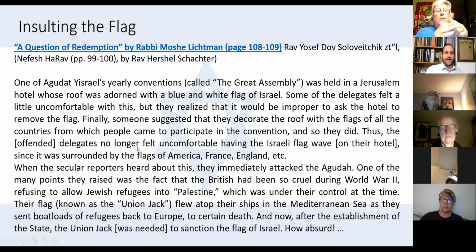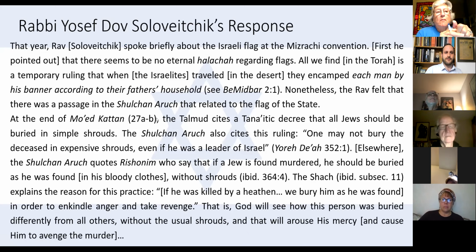So now let's continue. That very same year, Rav Soloveitchik spoke briefly about the Israeli flag at the Mizrachi Convention. First, he pointed out there seems to be no eternal halacha regarding flags. All we find in the Torah is a temporary ruling that when the Israelites traveled in the desert, they encamped each man by his banner according to their father's household. Nonetheless, the Rav felt that there was a passage in the Shulchan Aruch that related to the flag of the state.